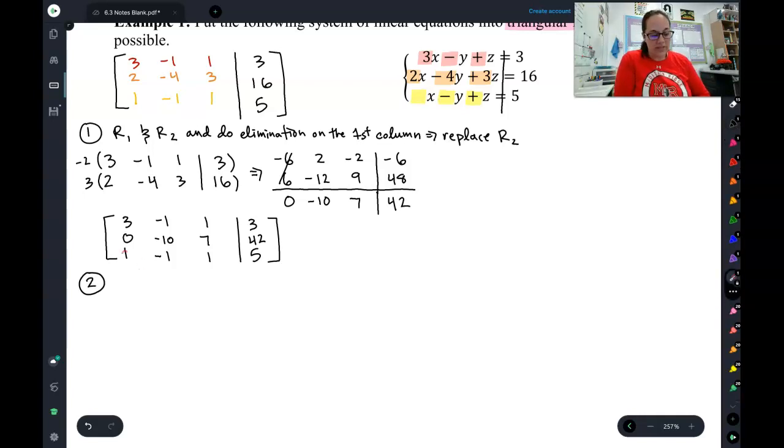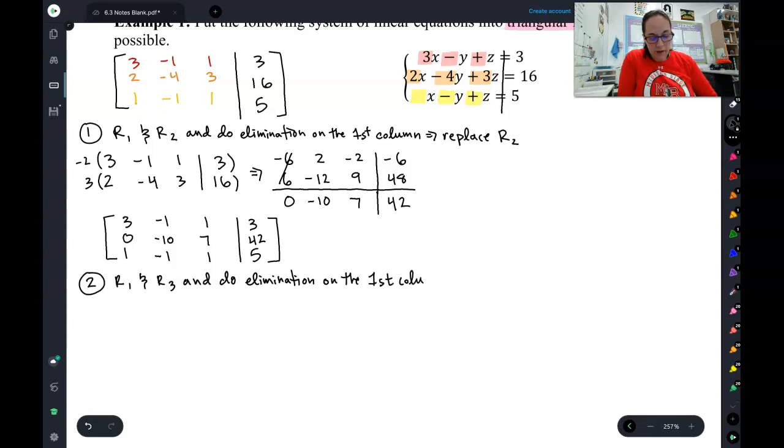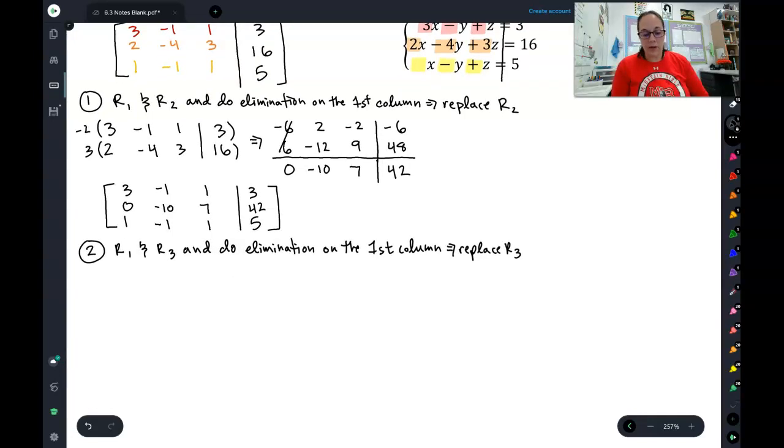Step 2 is to get this 0 in the right place. So to do that, here's how I'm going to do it. I'm going to take row 1 and row 3 this time, and I'm going to do elimination on the first column. And then I'm going to take the answer from that elimination, like we did here, and replace row 3 with that answer. So whatever answer you get from your elimination, replace row 3 with that answer.